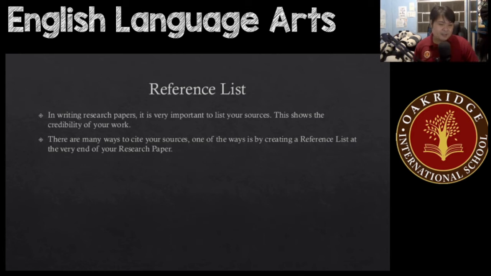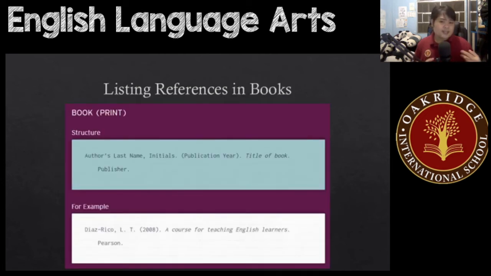One of them is to create a reference list at the very end of your research paper. How would it look like? Looks like this, guys. So for example, you're going to be getting your research from a book. So it would look like this. The structure is author's last name, comma, and then his initials, period, and then open and close parenthesis, and then the publication year it was published. Next, the title of the book, and then the publisher. So it would look like that, right?